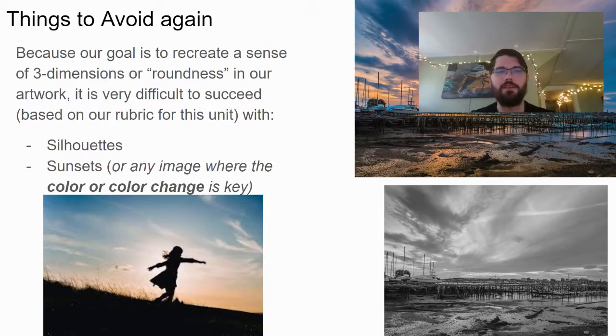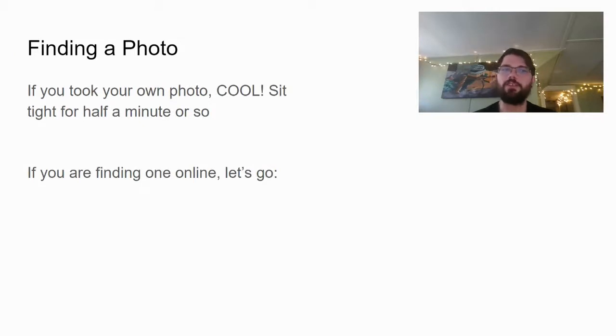As we look at the silhouette on the bottom left here, we notice that with silhouettes, we're seeing a very flat image. We can't tell that the girl is 3-dimensional or the ground that she's standing on is 3-dimensional because there's no change in value over that surface. That is why it's important that we not use silhouettes for this unit. Now, for this project, if you are going to be finding a photograph, we're going to go online and take a look at that. If you took your own photograph, that's great.